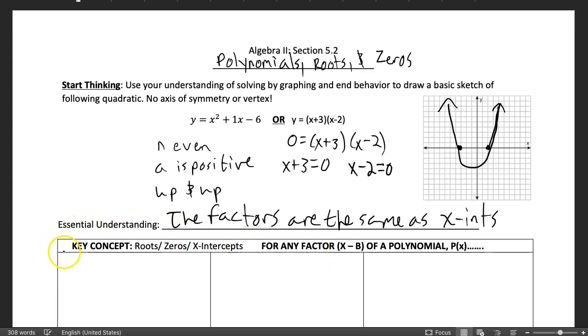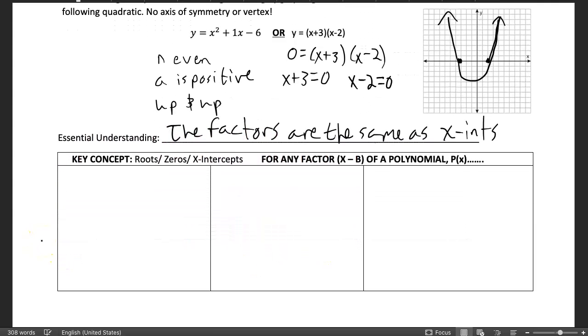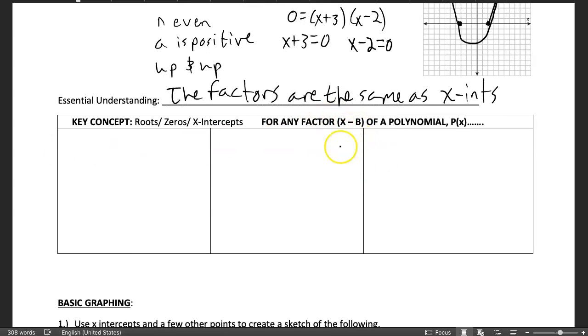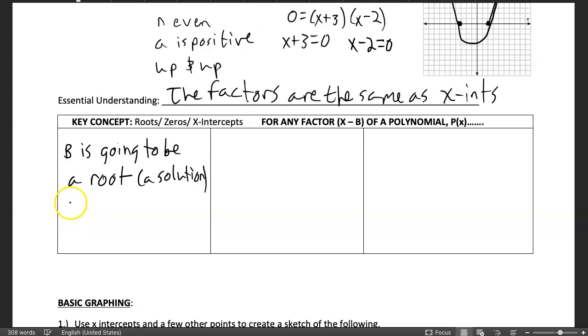And it's not just that, we can actually expand this idea. If we have a factor, x minus b, so something like x minus 2 of a polynomial, then we know that b is going to be a root, or in other words, a solution to this polynomial when it's set equal to 0. Because we can say x minus b times a whole bunch else will be equal to 0. So we can solve for b.